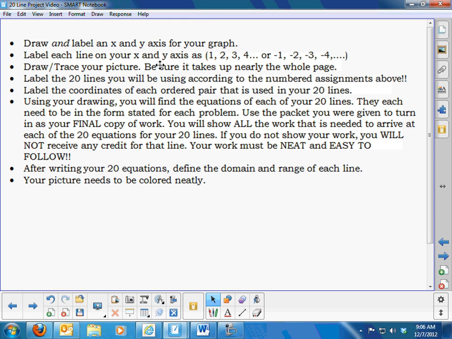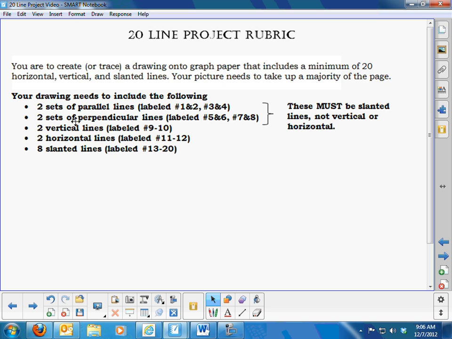In class, we can stick it up next to the window and have the light shine through, and that will help you be able to trace it better. That's what I would do because I cannot draw worth anything. You're then going to choose the 20 lines you want to use, and you're going to number them based on the numbering assignments that was on the previous slide. Here, your parallel lines need to be labeled 1 and 2. Okay, you can't label your parallel lines 13 and 14, or you're going to miss points for that.